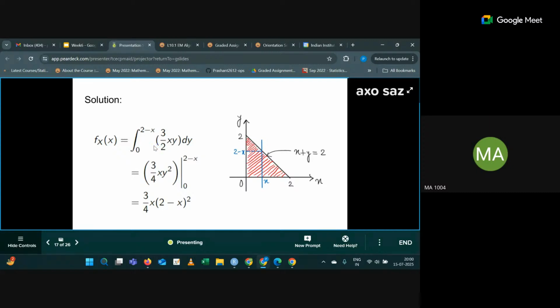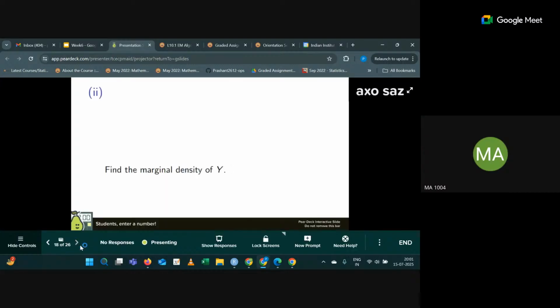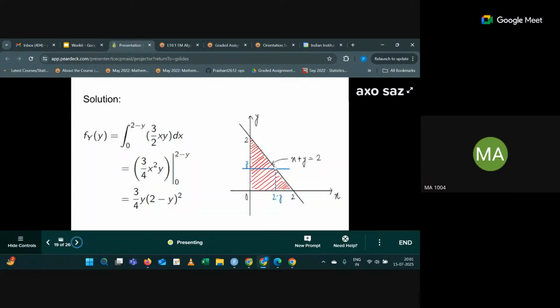Tell me, what if I want to calculate the marginal density of y? Then what will be the limit of x? 2 minus y only. Yes, 0 to 2 minus y. Correct. So you will draw a parallel line with respect to the x-axis. At the y-axis, the limit of x is 0, right? The value of x is 0. So 0 to 2 minus y. Clear? You can see this is something we have discussed already, right?